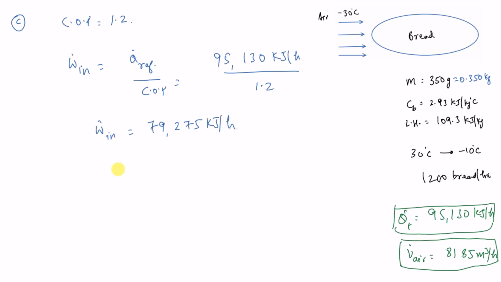Now if we convert this into kilowatt, we're going to divide it by 3600. So we'll get the approximate value as 22.02 kilowatt. So this is the power input, or basically the size of the compressor.